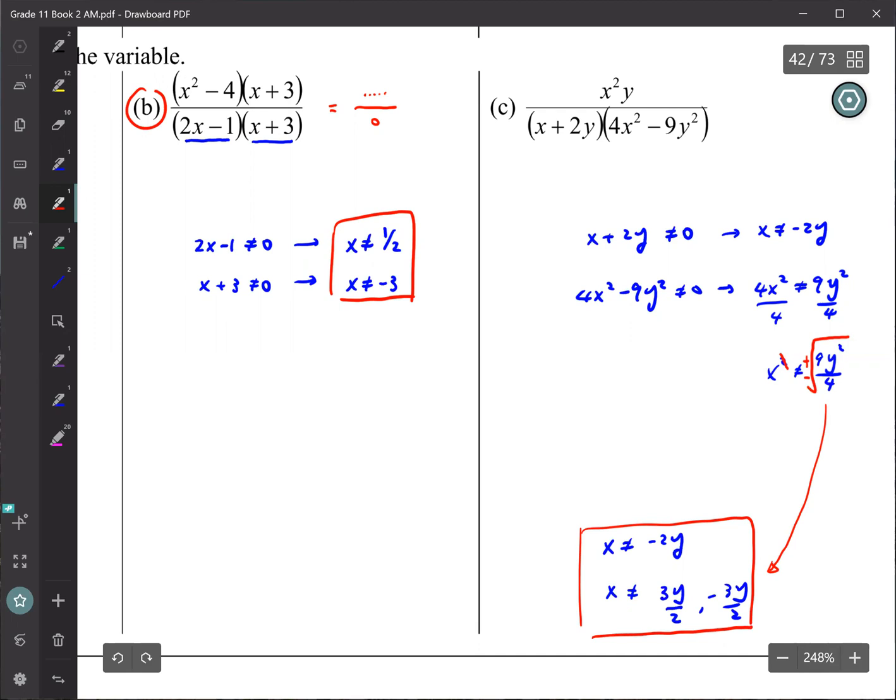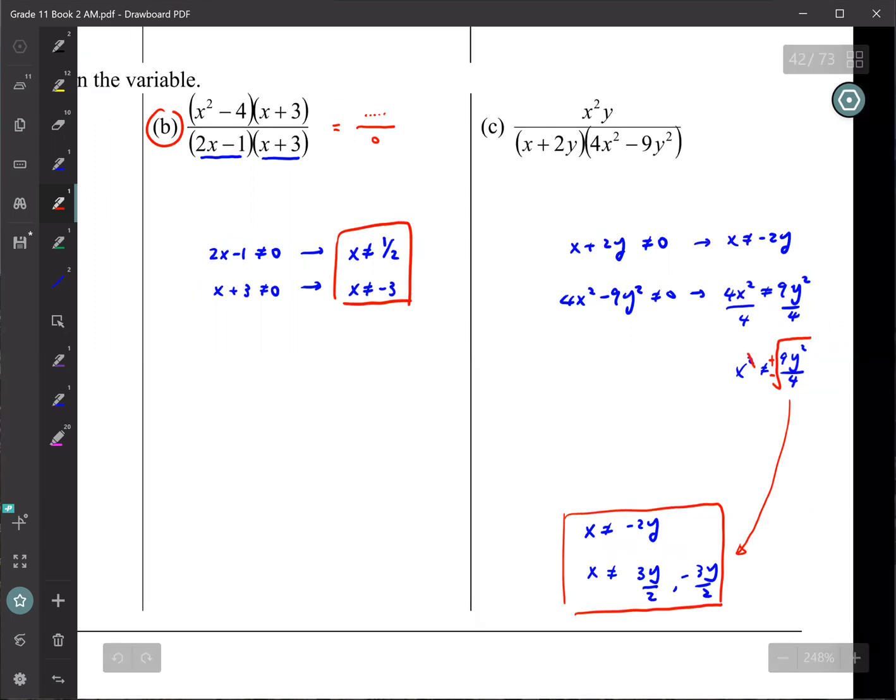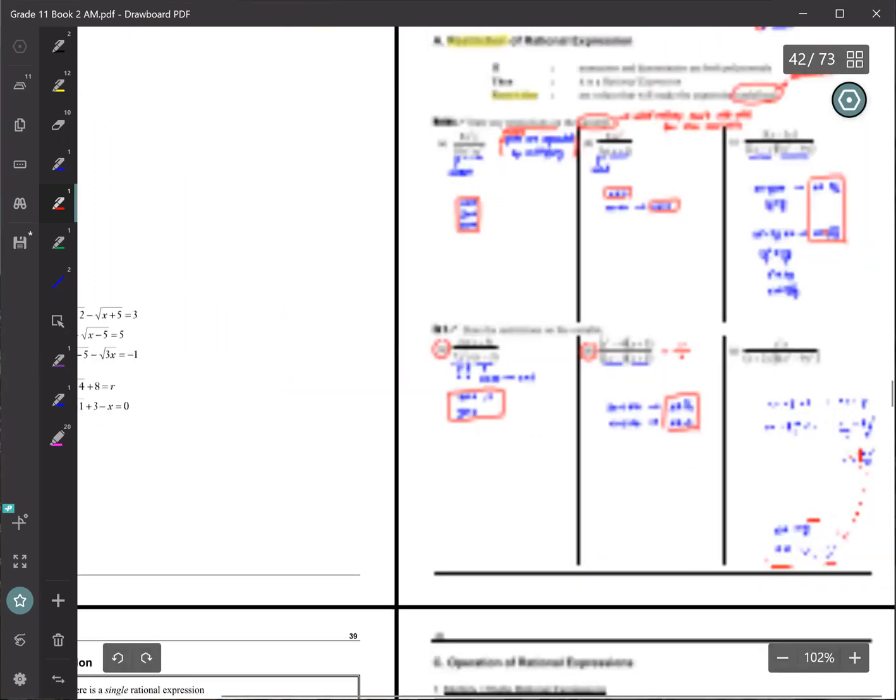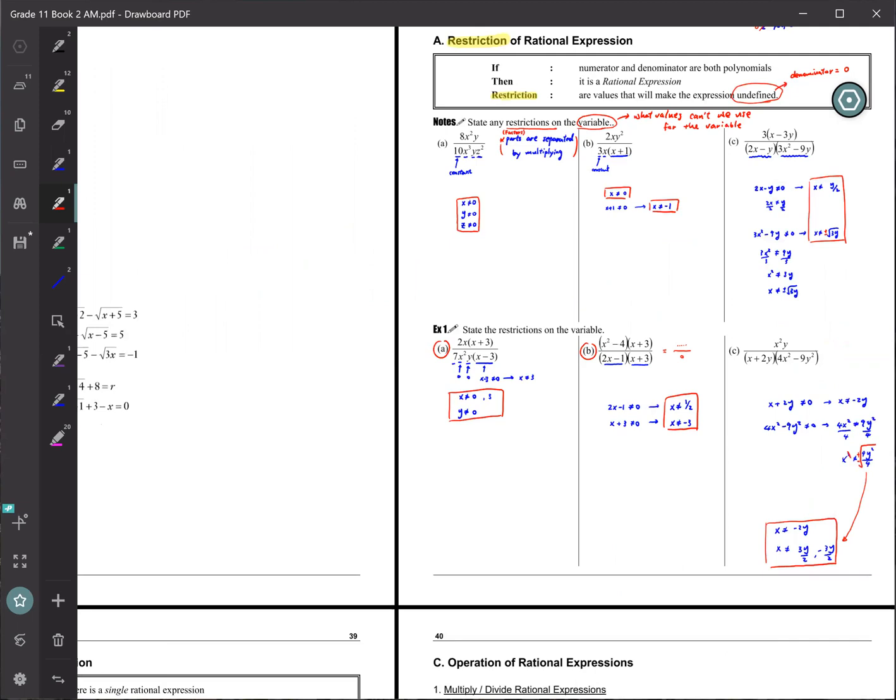Of course you can list them in one line, right? X cannot equal negative 2y, comma, 3y over 2, comma, negative 3y over 2. Okay? So now you all understand what restriction means.